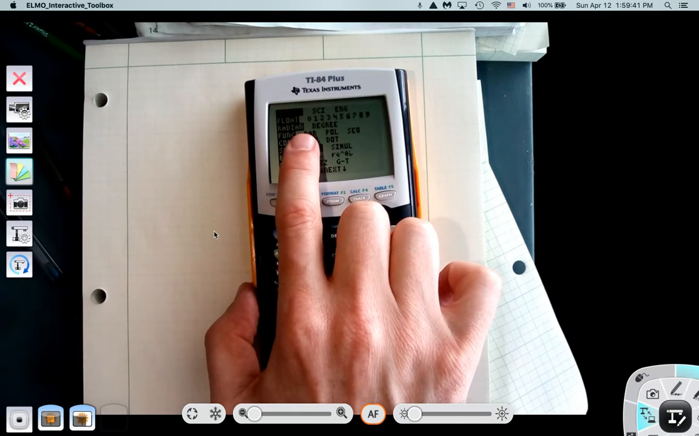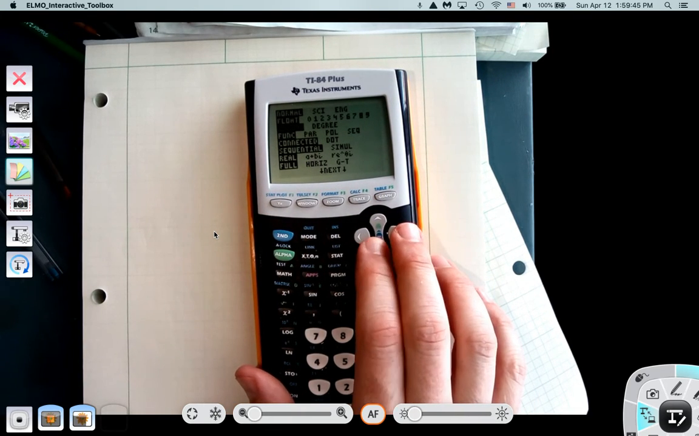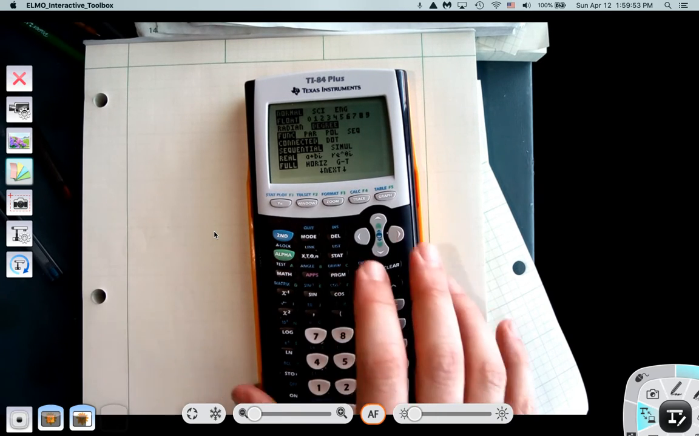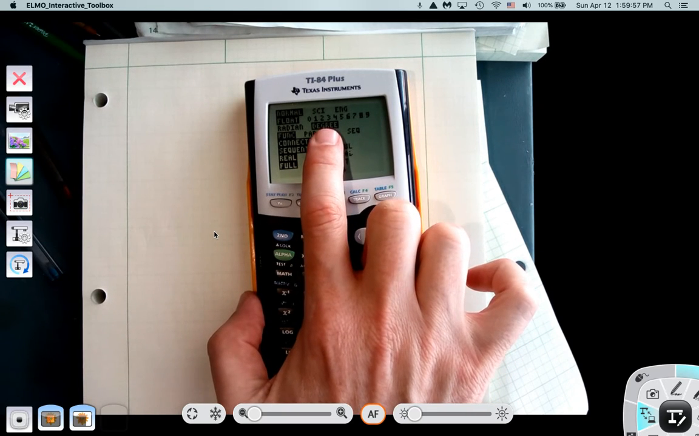I'm not in degrees. So again, my biggest point about this lesson is emphasizing that you come over here and change your calculator, or make sure your calculator is in degree mode. Now my calculator is in degree mode. It says degree here, that's kind of highlighted.